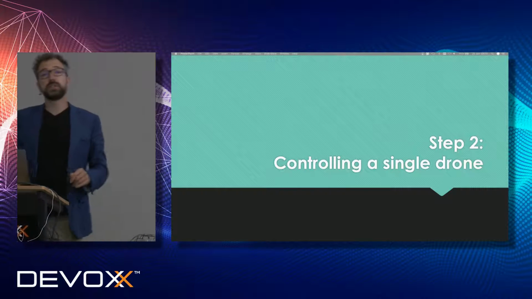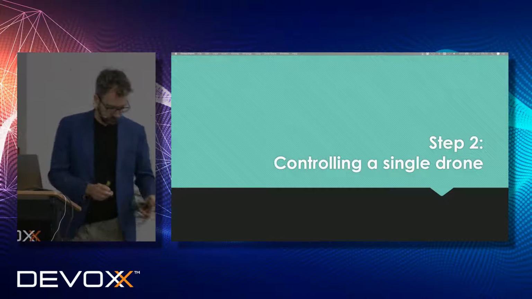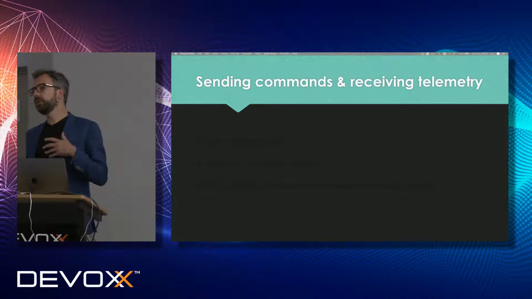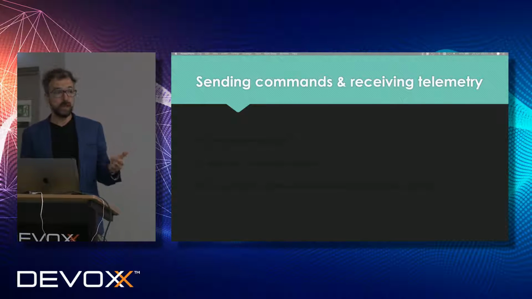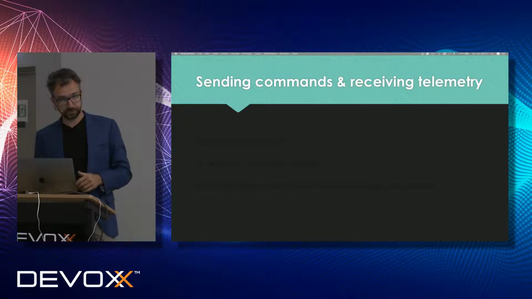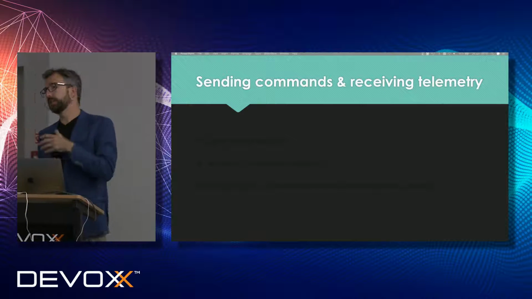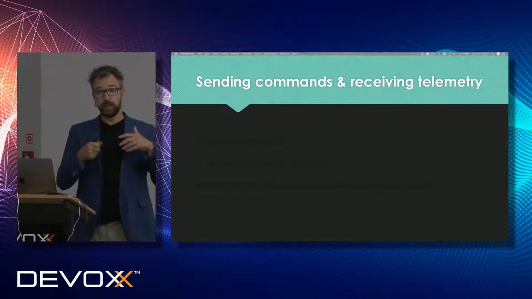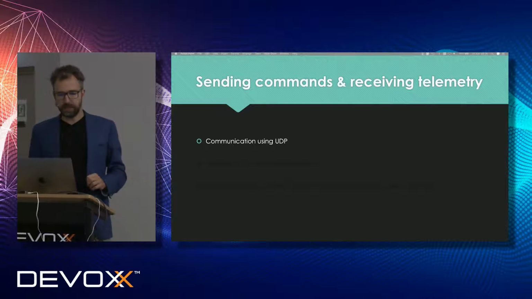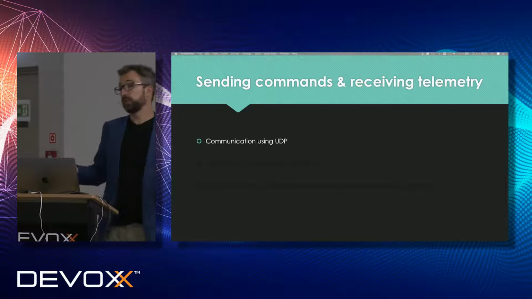So let's go to step 2, and that's actually controlling a single drone. So what do you need to do to talk to a drone? Basically, you need to send commands, and you need to receive telemetry. So you want to tell the drone what to do, and the drone needs to tell you what it's doing, or where it is, or what it thinks is happening. So this drone uses a communication protocol, just UDP.